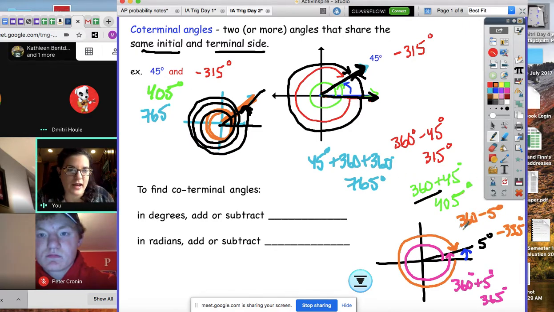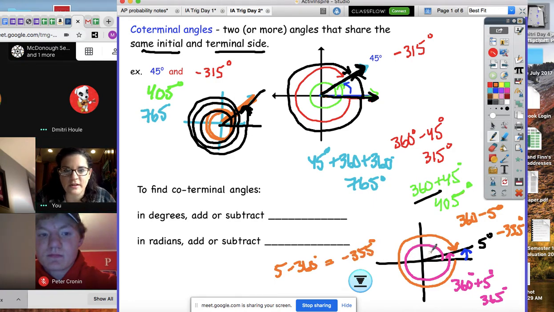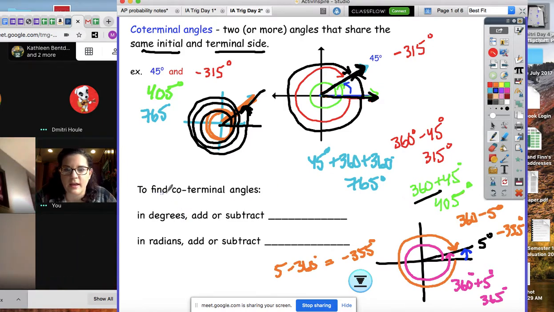Another way to make that easier, so you don't have to remember to add the negative sign, is if instead of going 360 minus 5, you do 5 minus 360, and then automatically you get negative 355. So here's what I would say in this part down here where we've got a fill in the blank for a general rule. I would write this down somewhere in a notebook. To find a coterminal angle, if you're talking in degrees, just add or subtract 360 degrees as many times as you want.